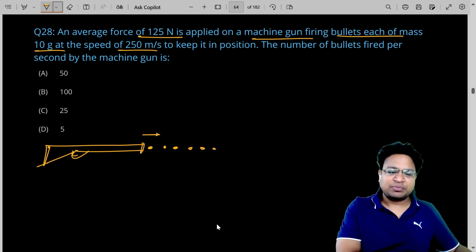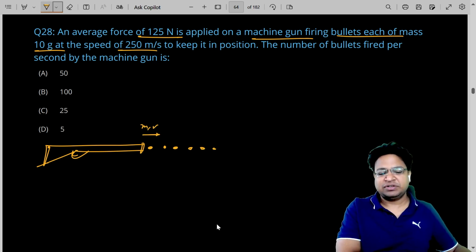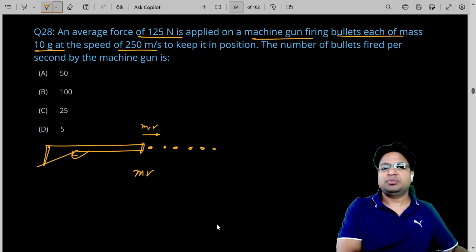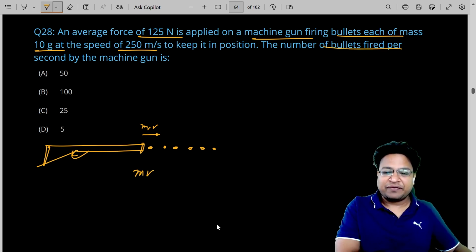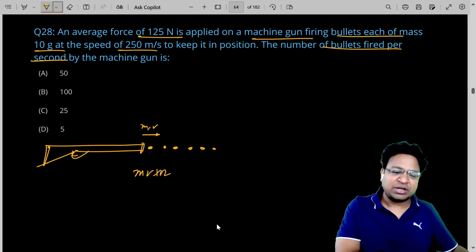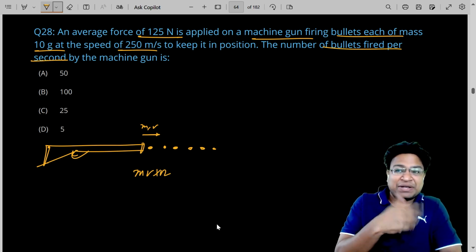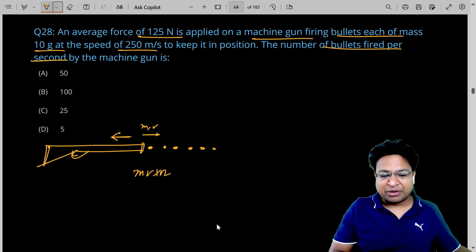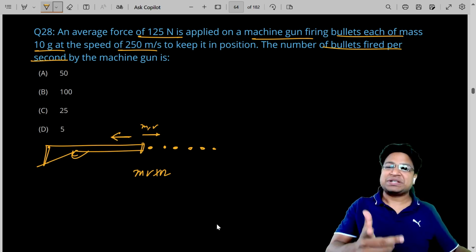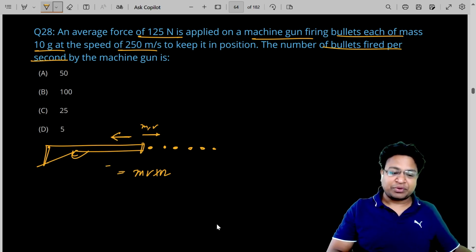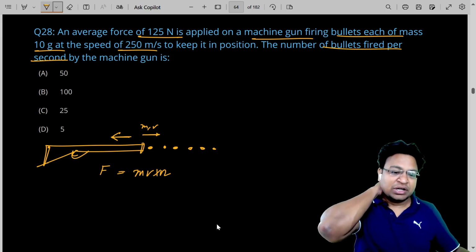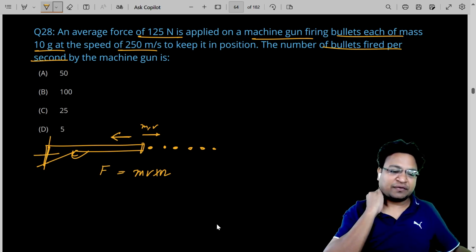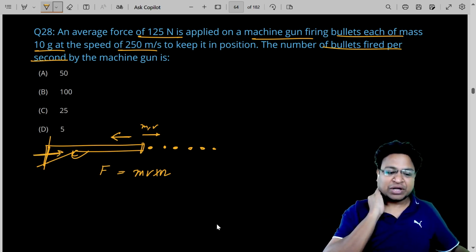Now, every time it fires a bullet of mass m at velocity v, it imparts mv momentum to the bullet. And if it's firing n bullets per second, this much is the momentum being imparted per second. The same momentum at the same rate will be received by the gun. So the gun will experience a backward momentum of nmv per second. Because it is the momentum per second, it becomes the force acting on the gun. So to keep the gun in this position, we need to exert a force from behind, which should match this force. So the answer would be mvn.